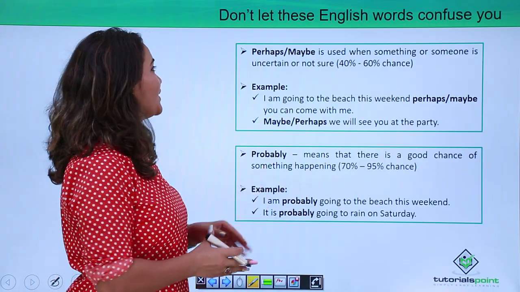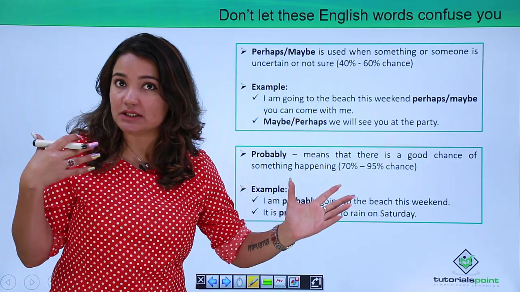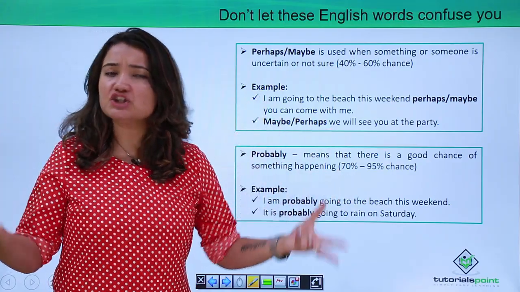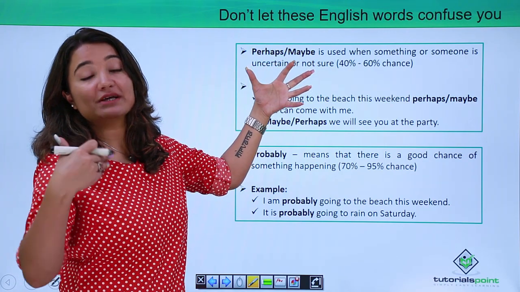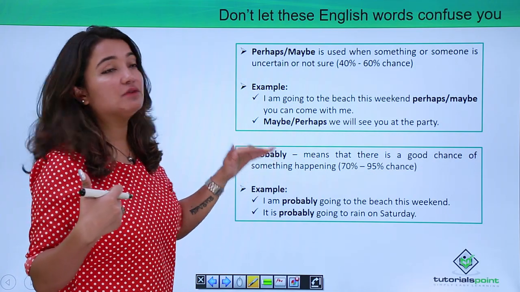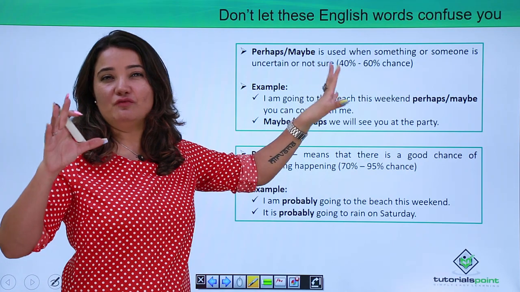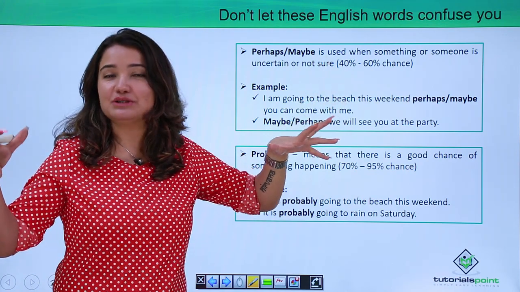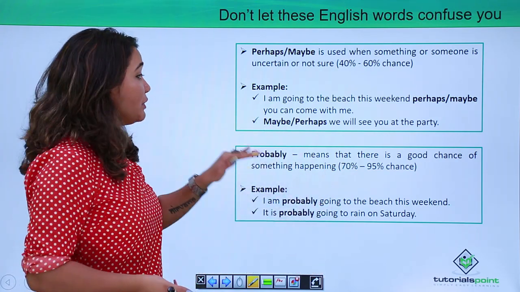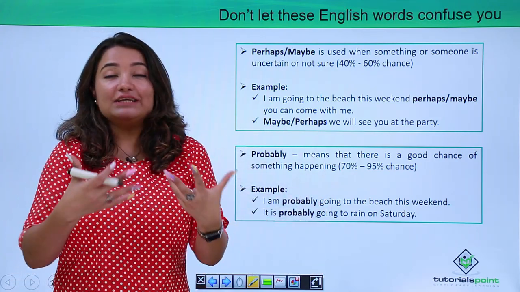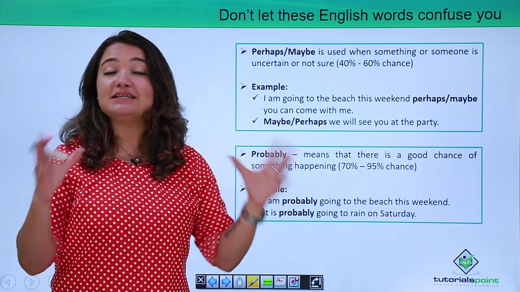Well, let's see. So perhaps or maybe, yes, they can be used interchangeably. They actually mean just the same. Now, where does the contrast come in? Well, the contrast comes in with probably. So perhaps or maybe could be used where you have a 40 to 60% chance of something happening. So there is a chance it might happen, there is a chance it might not happen. But probably represents a higher chance of a particular thing happening, right? That is when you use probably.